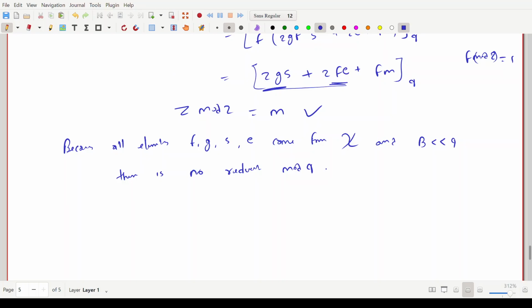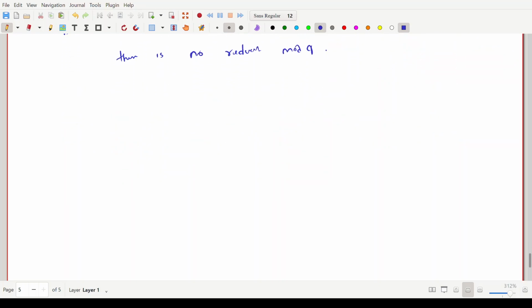Now let us see what multi-key FHE is. How do you extend this with multi-key?